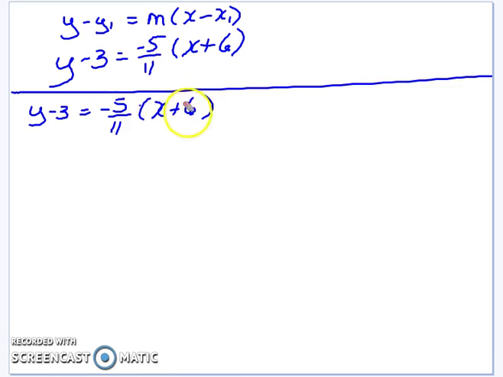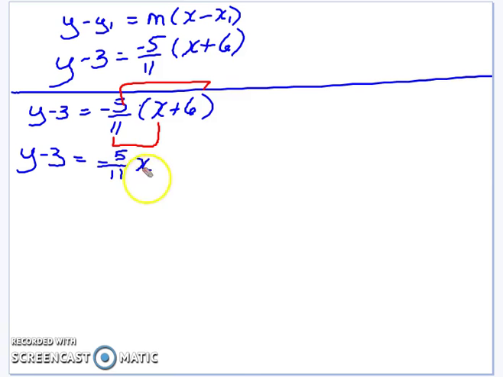Our next step is we're going to take from slope point, and convert this into slope intercept form. In slope point form we have slope and the point. In slope intercept we want the slope and the y-intercept. So the first step is I'm going to distribute, using the distributive property, the slope of -5 over 11, multiplying it by x and multiplying it by 6. I'm going to leave this y minus 3 alone for now. So y minus 3 is equal to -5/11 x, and -5 over 11 times 6 gives us -30 over 11.